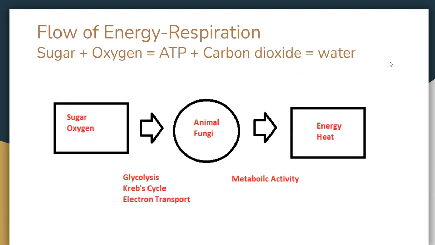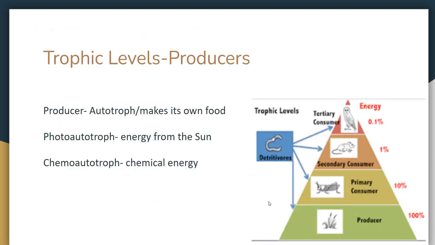And the other way is cellular respiration, which is kind of the opposite of photosynthesis, where we take energy stored in the form of sugar, and then we digest it and extract high energy electrons to make ATP. This is done by animals, fungi, some bacteria, some protista. So the movement of energy is what we're worried about.